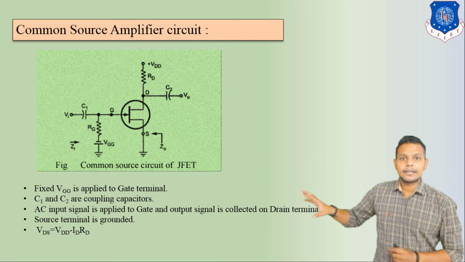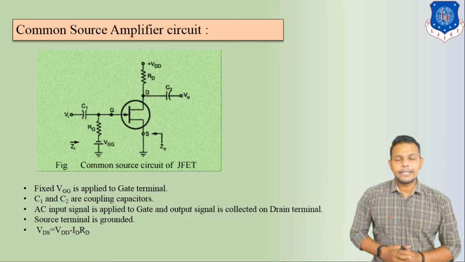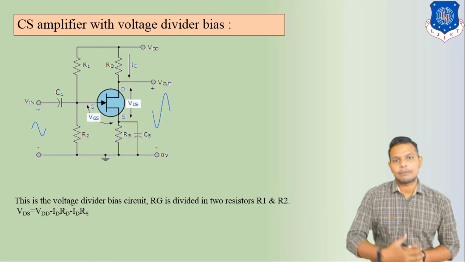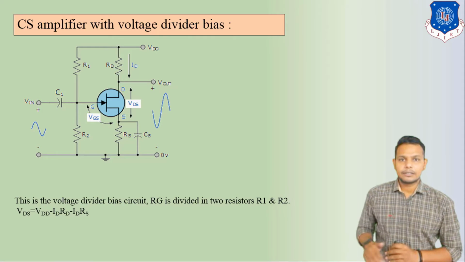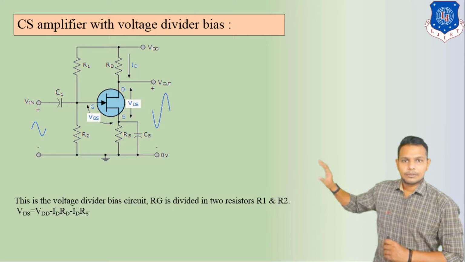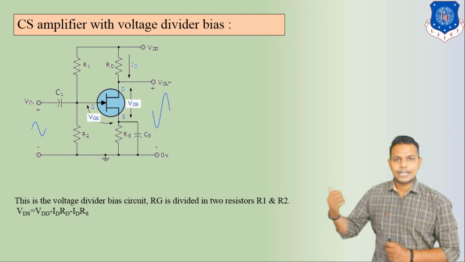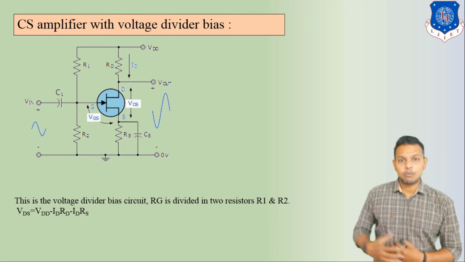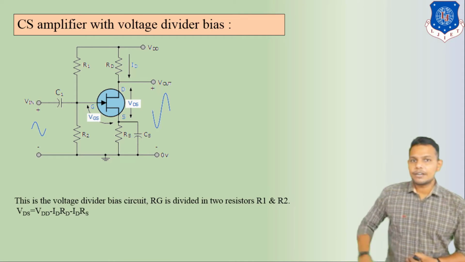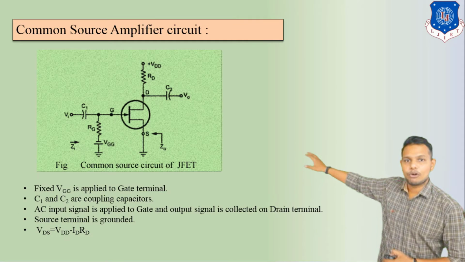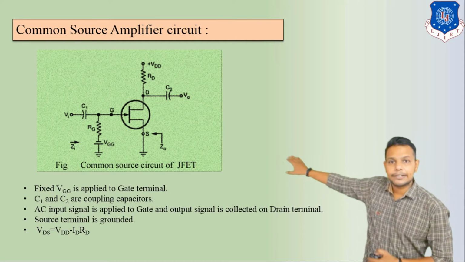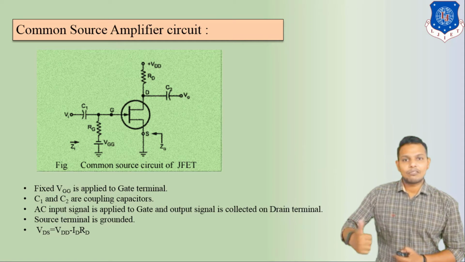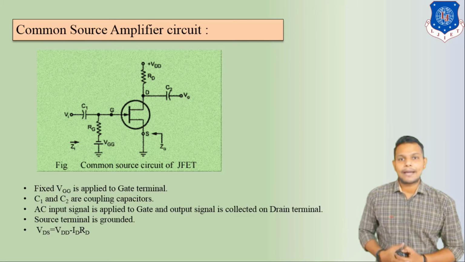Still it doesn't have perfect stability, so we have to use VDB here, which is known as voltage divider bias. So this is the perfect circuit diagram for amplification. That's why it is the CS amplifier with voltage divider bias. So what is the difference between voltage divider bias and the other circuit? Here we can see, before we had RG, the gate resistor. It is divided into two resistors, so that's why R1 and R2, which are basically in parallel.